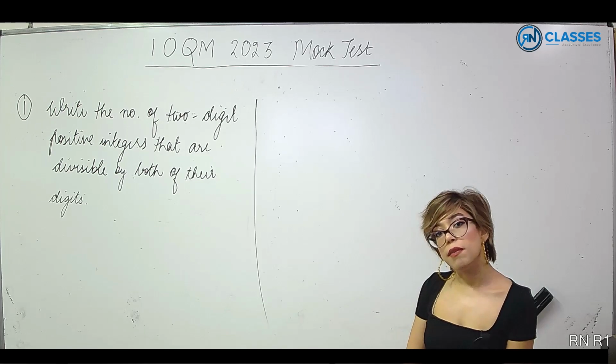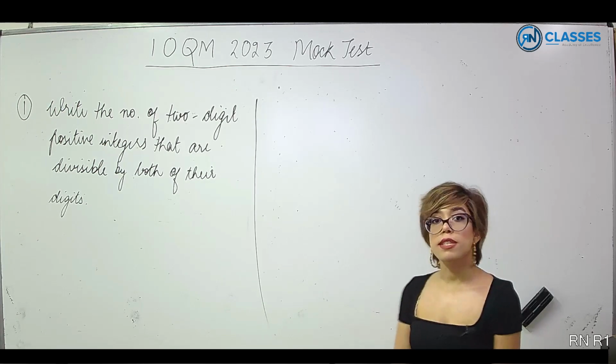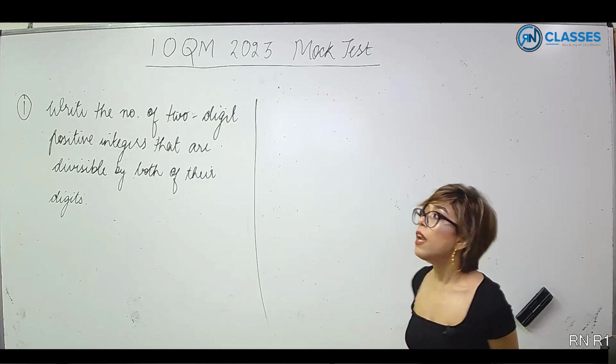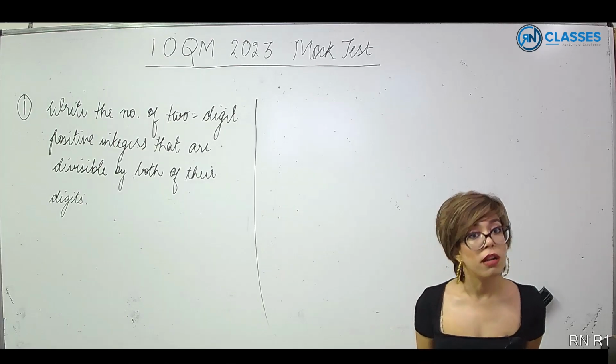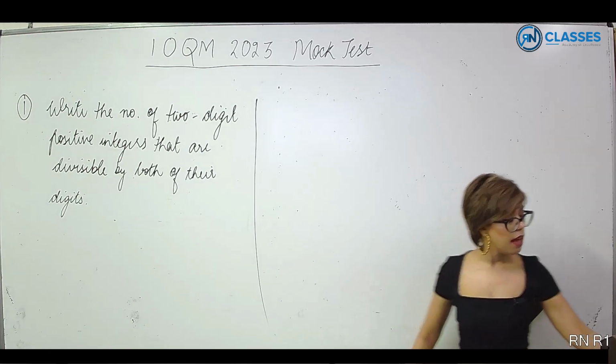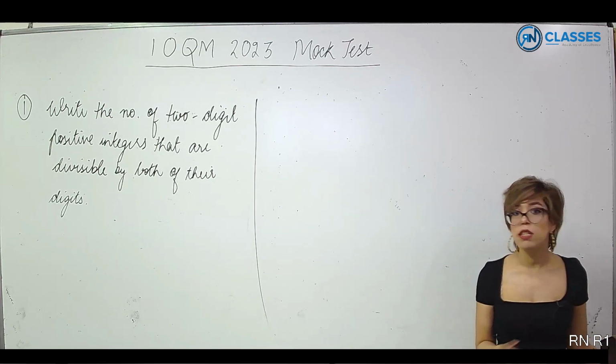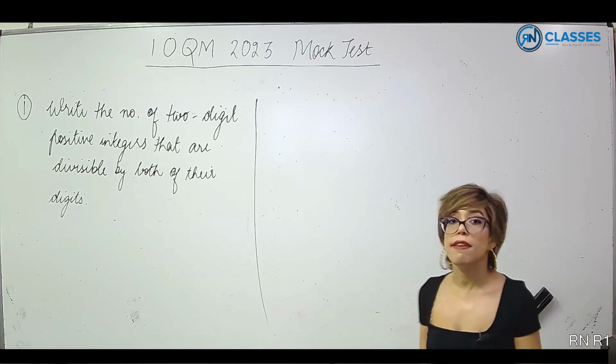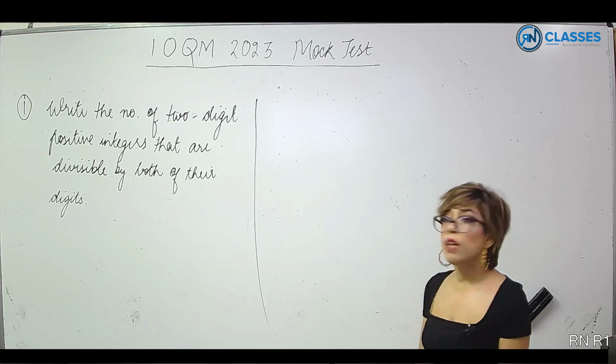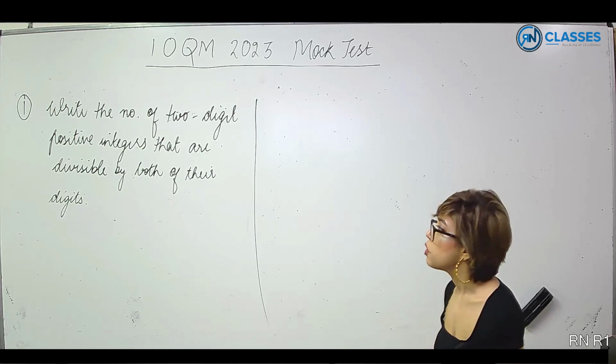Alright, good afternoon everyone. So today we are going to discuss the IOQM mock test. Now this contains 2 markers, and then I think we have 3 markers, and then we have the 5 markers. So first 5 2 markers, next 5 3 markers, next 5 5 markers. Right, so without further ado, let's begin with the first question.